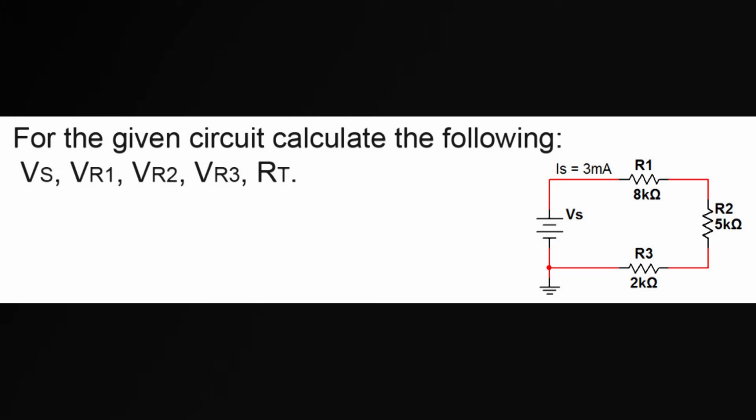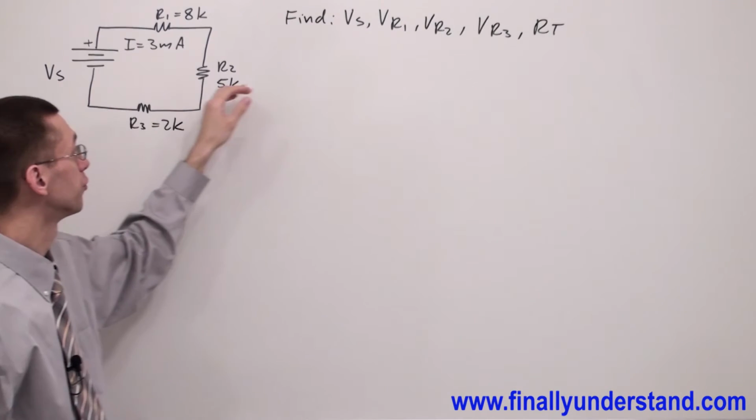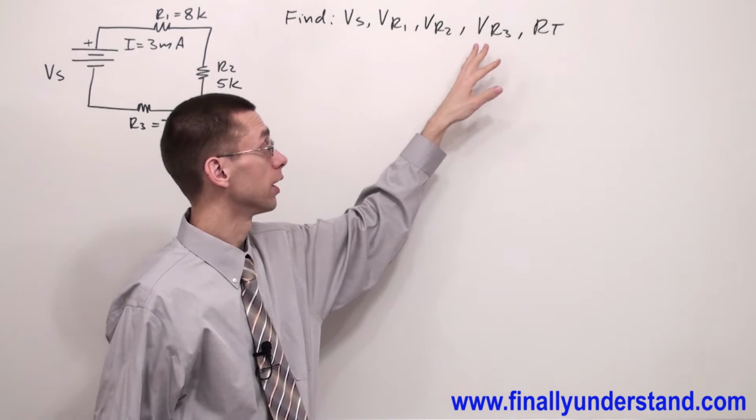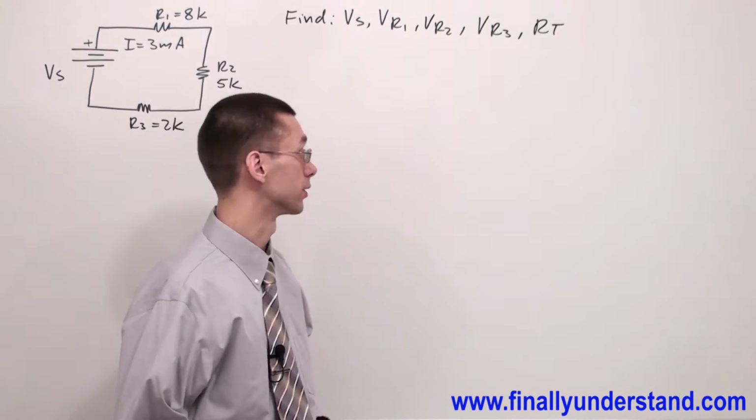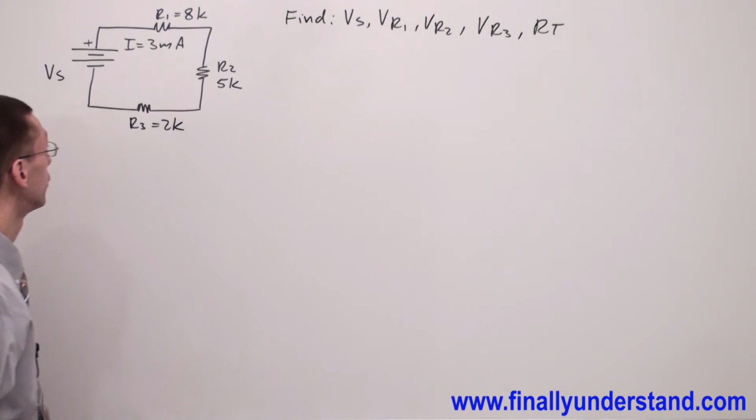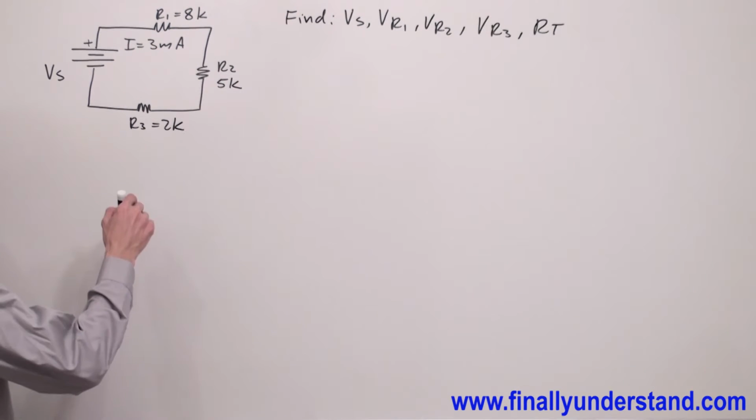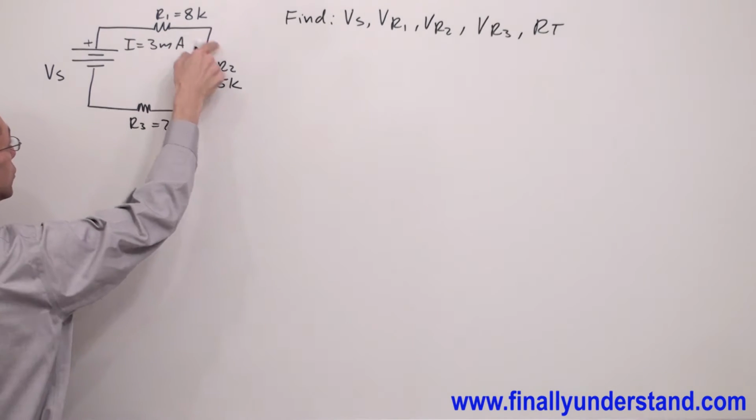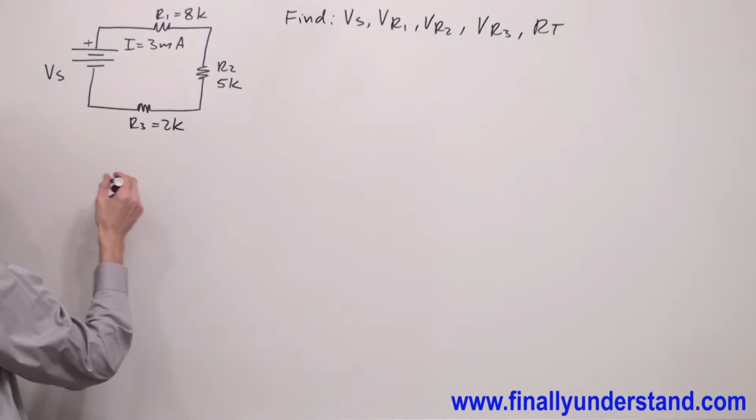In this problem, we have given all values of resistors and current. We're supposed to find voltage source, voltage across each resistor, and total resistance. What are we going to do first? We are going to find total resistance first because all values of resistors are given.